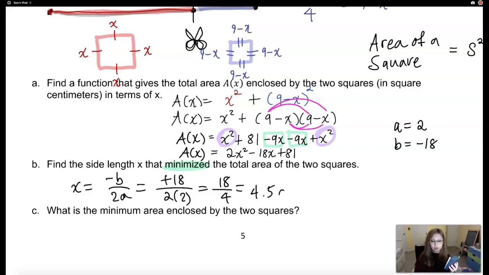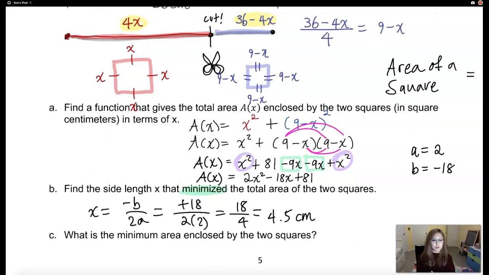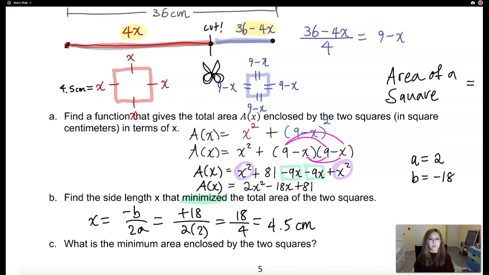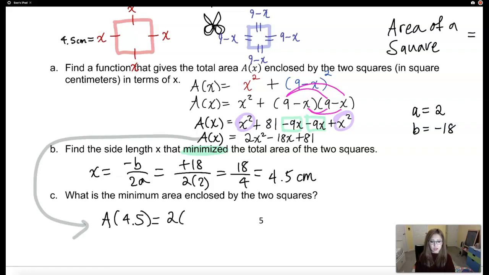So 4.5 centimeters, I believe that was a unit. Yep, is going to be one side length of that red square that I drew. Now they could have asked you whole different things. They could have asked you what is the side length of the other square, but instead they're just asking you to find the total minimum area. So why not? We have a nice function that we wrote above. Let's use that function down here. I will plug in 4.5 into that function. So 2 times 4.5 squared minus 18 times 4.5 plus 81.